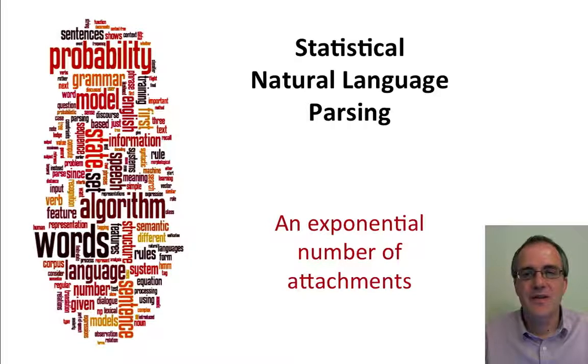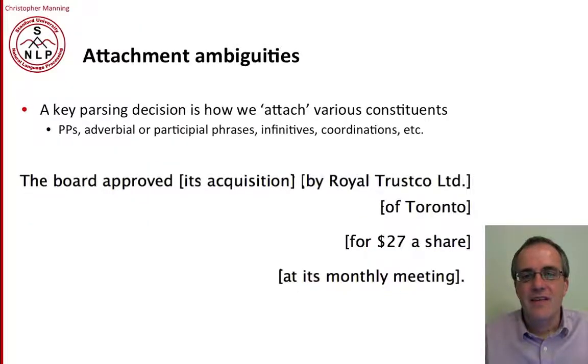In this segment, I'm going to talk about where the huge number of parsers for human language sentences comes from and how we might go about solving it in our statistical parsing systems. A key part of doing parsing for human language sentences is this problem of what's called attachment, from the psychological literature. For various kinds of phrases, how do we decide what they modify? Anytime we have prepositional phrases, adverbial or participial phrases, infinitives, coordinations and things like that, we have this attachment decision of working out what they are modifying.